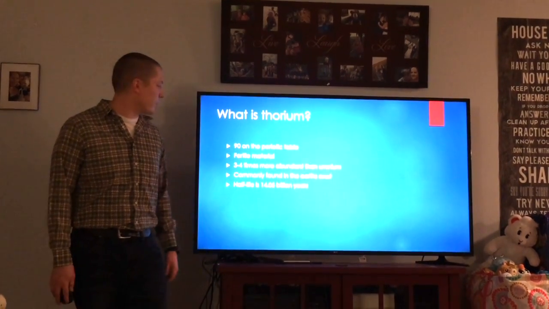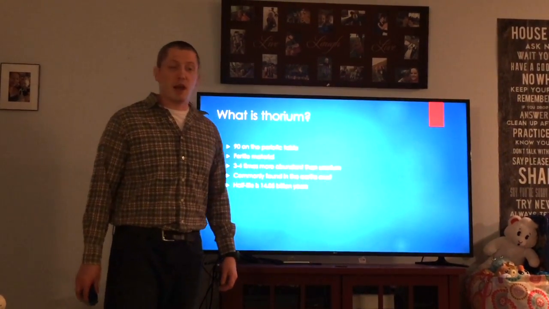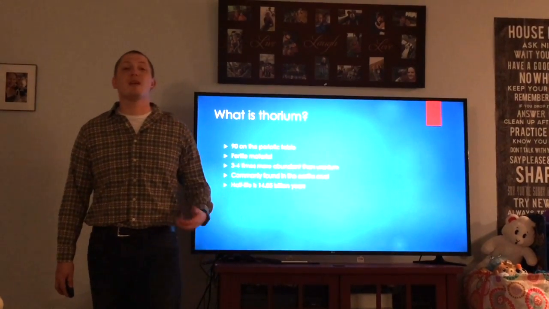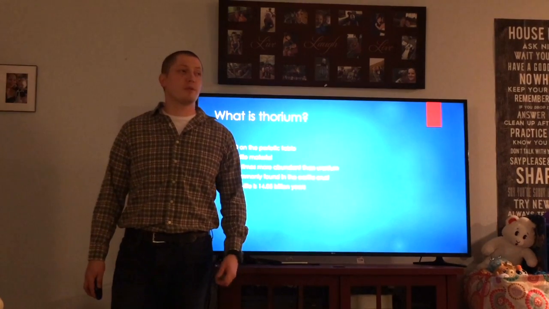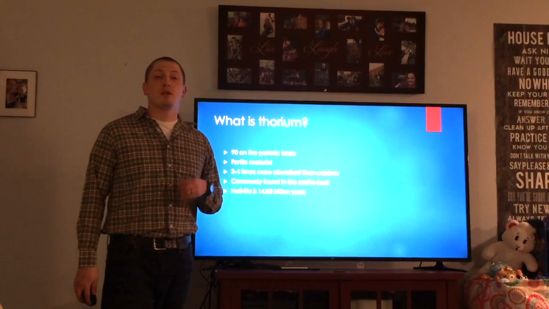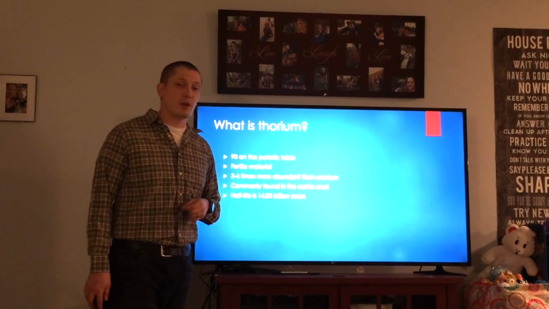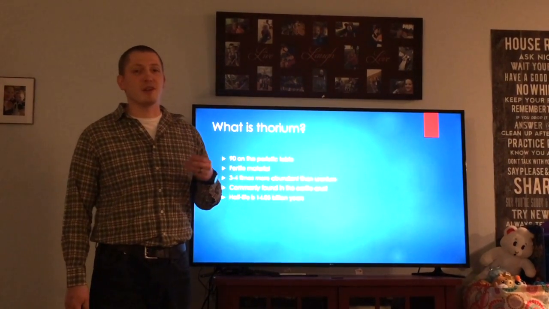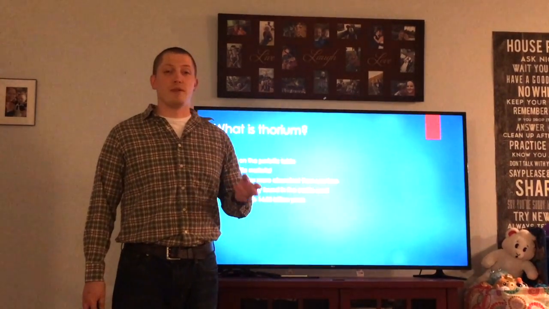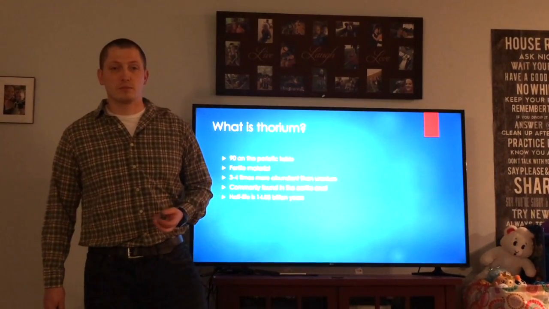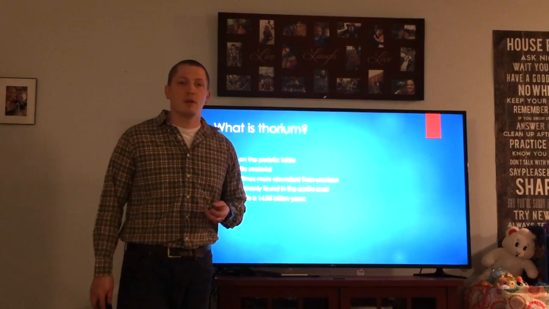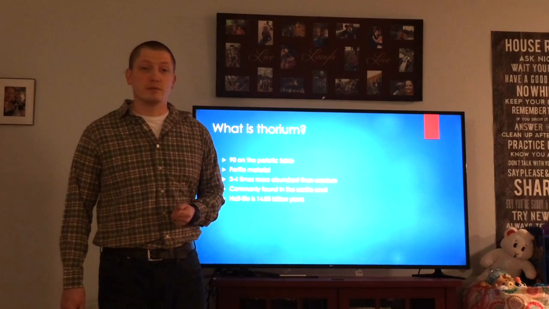So, what is thorium? It's element 90 on the periodic table, and it's what's known as a fertile material. A fertile material is something that has to absorb a thermal neutron in order to become a fission material. And this fission material is what will fission if it absorbs a thermal neutron. Some fission materials are uranium-235 and plutonium-239.